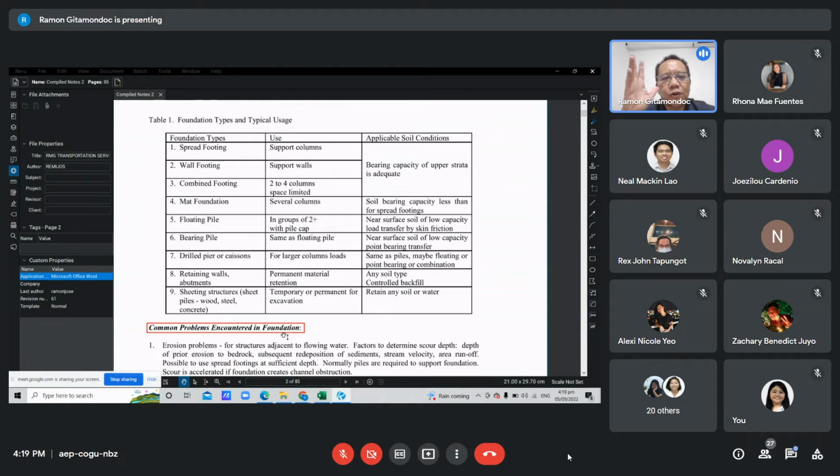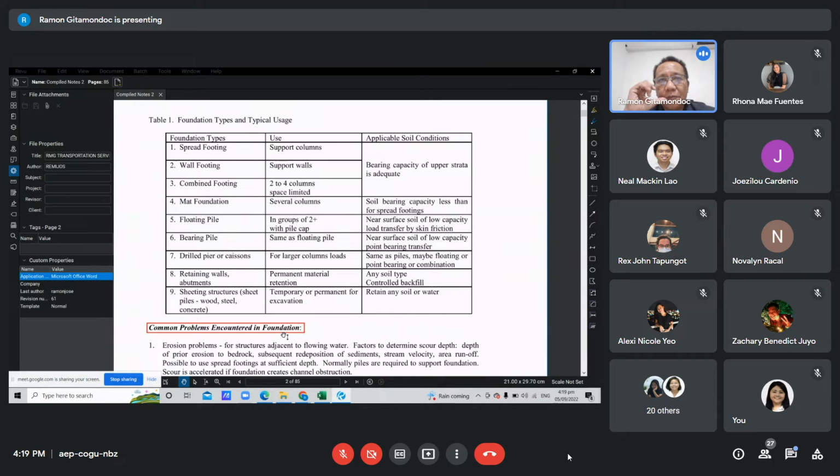Spread footing is used to support a single column. Wall footing is used to support reinforced concrete walls or load-bearing walls. Combined footing is used to support more than one column, usually 2 to 4 or maybe even more, when the space is limited. Then when the soil bearing capacity is less than that for spread footing, we can use a mat foundation, which will support several columns or even all the columns of the building. Then if this is still insufficient, we use either floating pile or bearing pile.